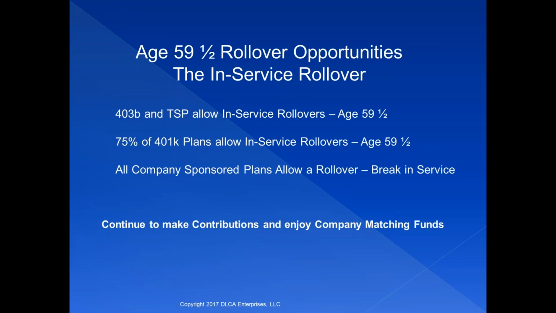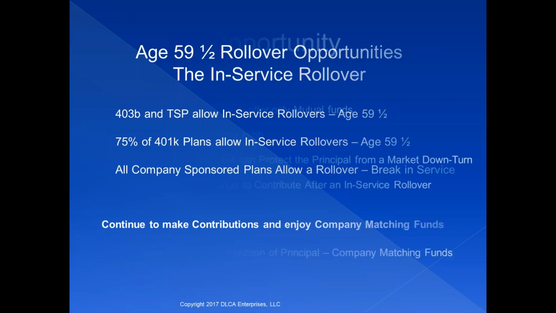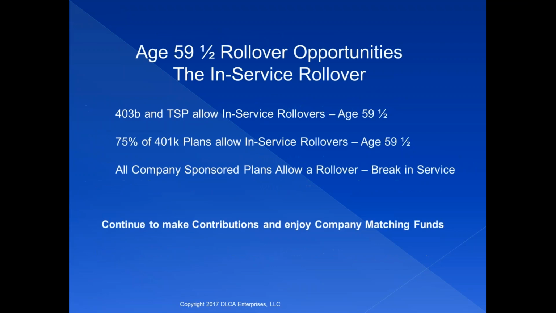So here's the scenario. The Dow and the S&P, they're all at an all-time high. I'm concerned. If it corrects, I could lose money. I could have another 2008. I could lose 40% of those savings. But if I'm 59 and a half, I can roll that out of the plan, continue to make contributions, and continue to enjoy company matching funds.